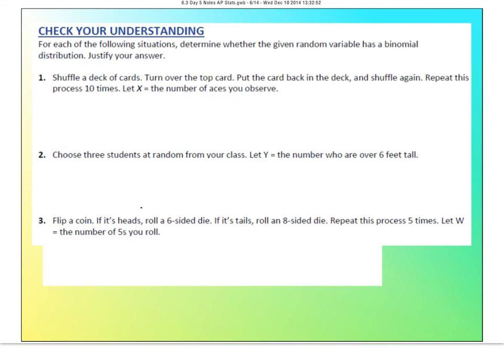So in terms of binary, is there a success and a failure? My success, I get an ace. My failure, I don't get an ace. Perfect. Independent. I put all the cards back and start over every time. Yes, they're independent. N, fixed trials. Yep, there's 10. S, probability of success. Yes, the probability will always be the same, 4 out of 52. So this works, therefore it is a binomial distribution.